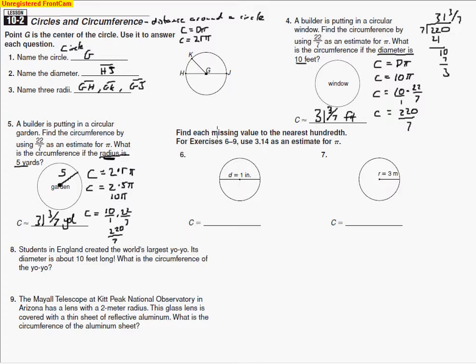Find each missing value to the nearest hundredth for exercises 6 through 9. And then use 3.14 this time. So this time we're using a different estimate for pi, the decimal form. So we want to find out what the circumference is for this problem. See, that's what the C stands for, circumference. So our formula goes circumference equals diameter times pi.